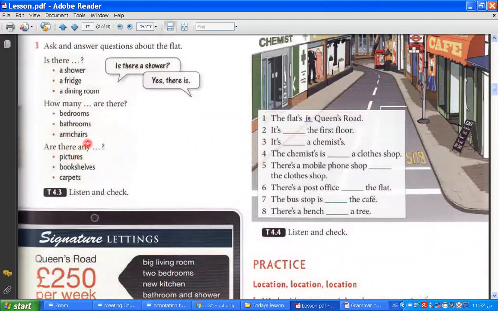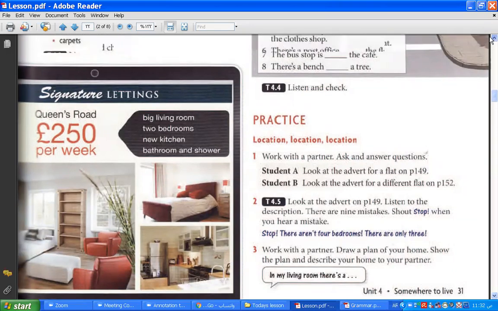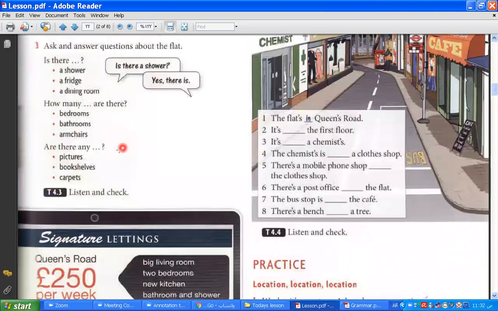And we need to ask about armchairs. Shamsi has a problem in her mic also. Let's go back to Ahmed and Khalid. Ask about armchairs. How many armchairs are there? Khalid? Two. So there are two armchairs. Great.